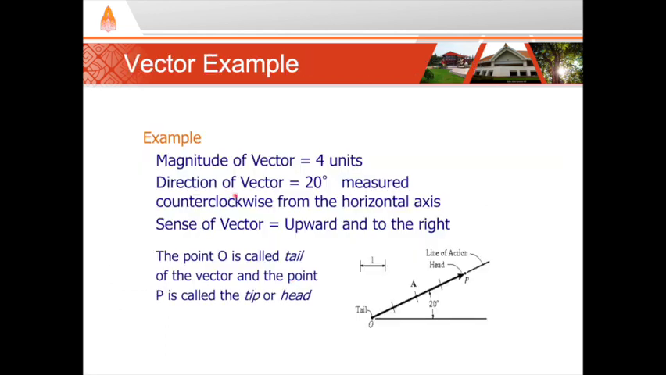To show a vector graphically, we draw an arrow. The length of the arrow shows its magnitude, so a longer arrow means, if we're talking about a force, a stronger force with a larger magnitude. And the arrow also indicates the direction that it goes. So for example, this arrow is pointing 20 degrees away from the x-axis.